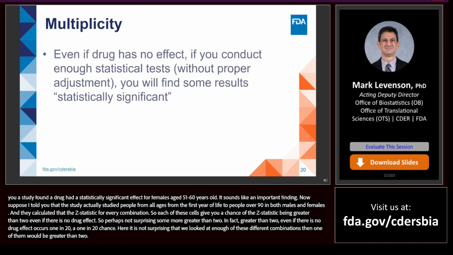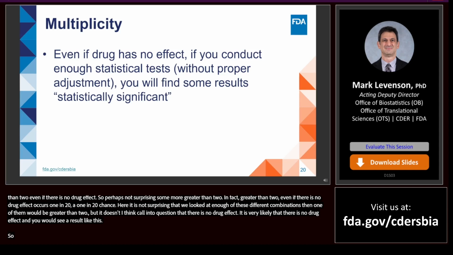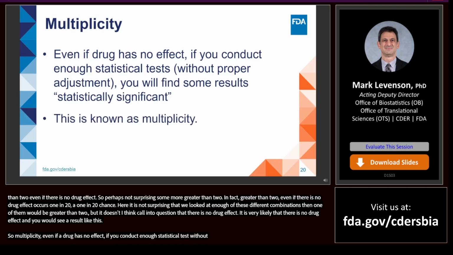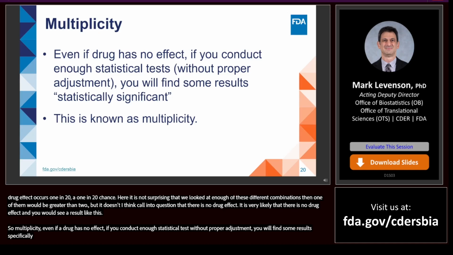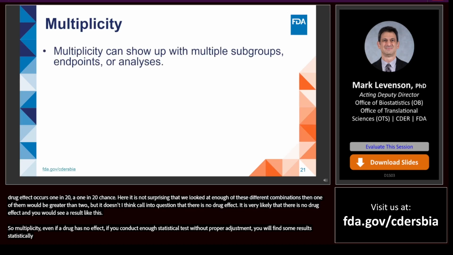So multiplicity: even if a drug has no effect, if you conduct enough statistical tests without proper adjustment, you'll find some results statistically significant. This is known as multiplicity. And the implication here is that although they're nominally statistically significant, they're not really statistically significant. They're not unusual findings.